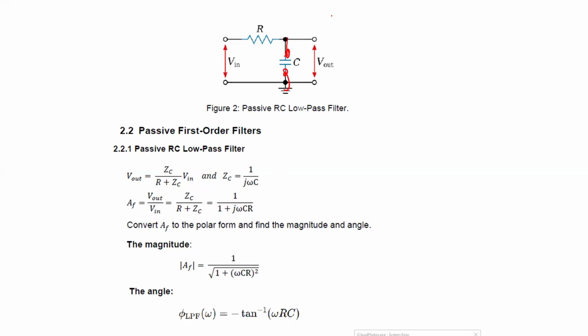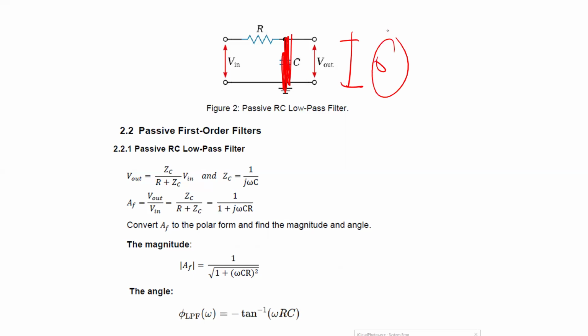So that means V output should equal almost V input. That's why this circuit is going to pass low frequencies, because the capacitor is an open circuit. However, at high frequencies, this capacitor should become like a short circuit, and now the voltage equals zero. Very simple idea, you see?